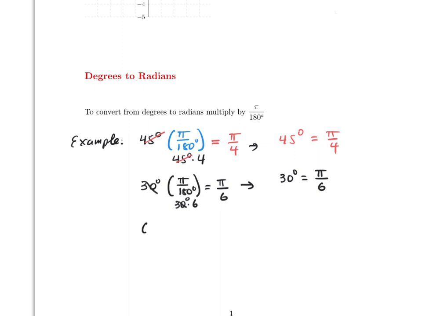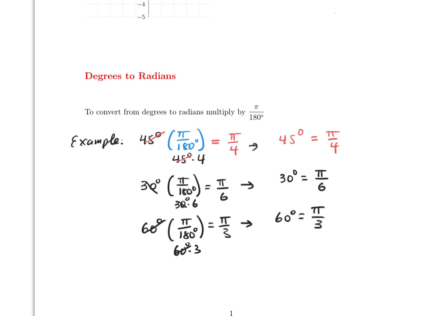All right, let's do one more. Let's say you have 60 degrees. You multiply by pi over 180. Same trick. This will be 60 times 3. This one cancels now, and this will give you pi over 3. So that means that 60 degrees is the exact same thing as just pi over 3 in radians.